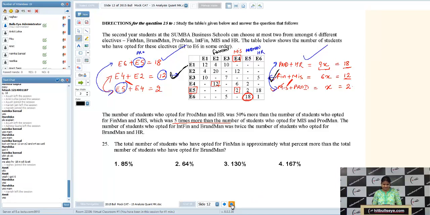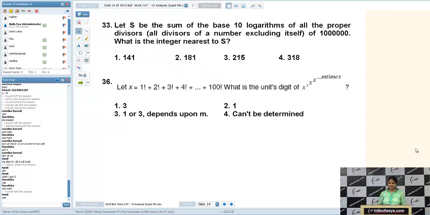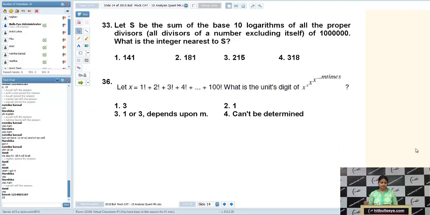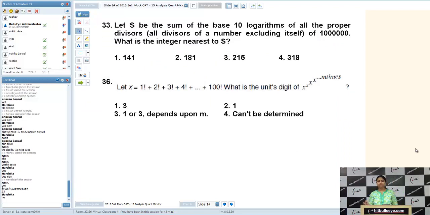Now this is easy. Okay, question number 33. Any problem in that? I think in one of the previous mock tests, we had a similar question, almost similar. Yeah, any problem in 33? Hitesh, let S be the sum of the base 10 logarithm of all the proper divisors, all divisors of a number excluding itself, of 1 followed by 6 zeros. What is the integer nearest to S?